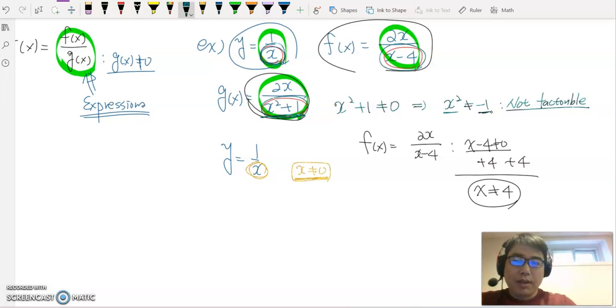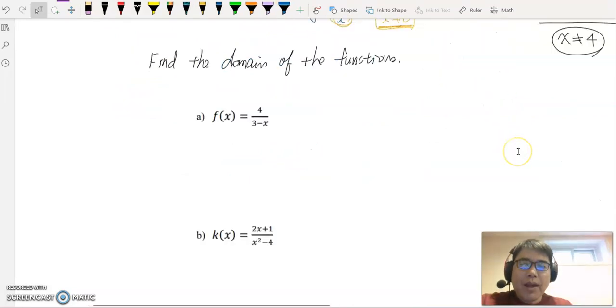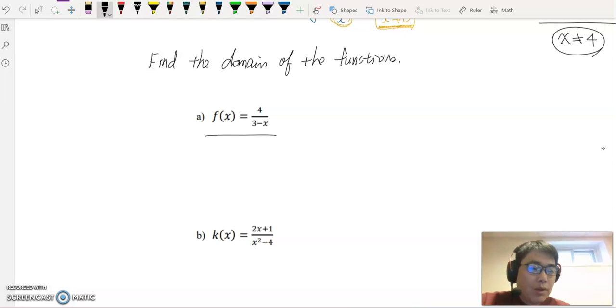All right? Okay. Then let's look at a few examples. So find the domain of the functions. Okay, so the first one is f(x) equal to 4 over 3 minus x. Key point, please remember the numerator doesn't matter to determine the domain value, because a numerator can be 0 or a negative value, a positive value, it can be anything. But for the denominator, we have to avoid it being equal to 0.